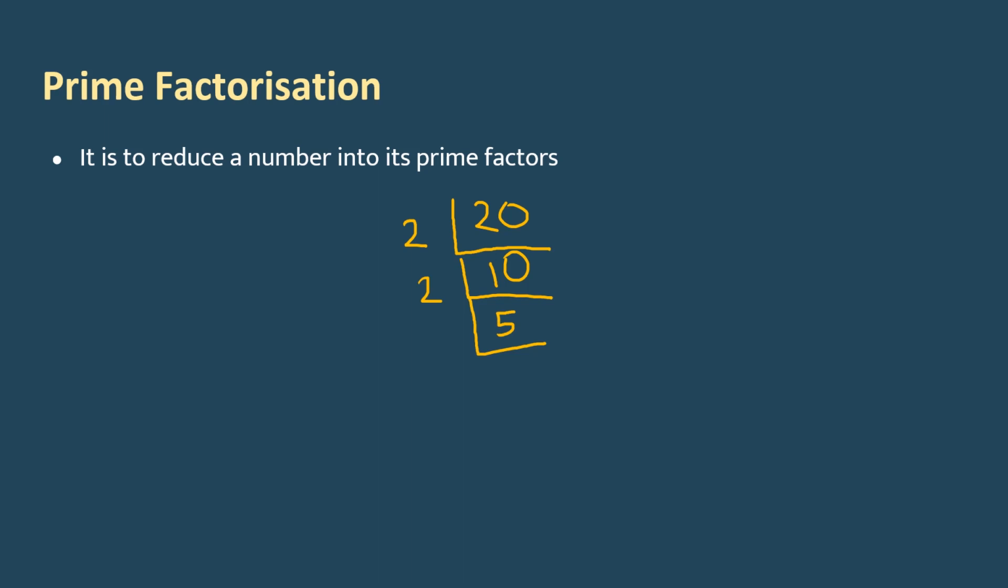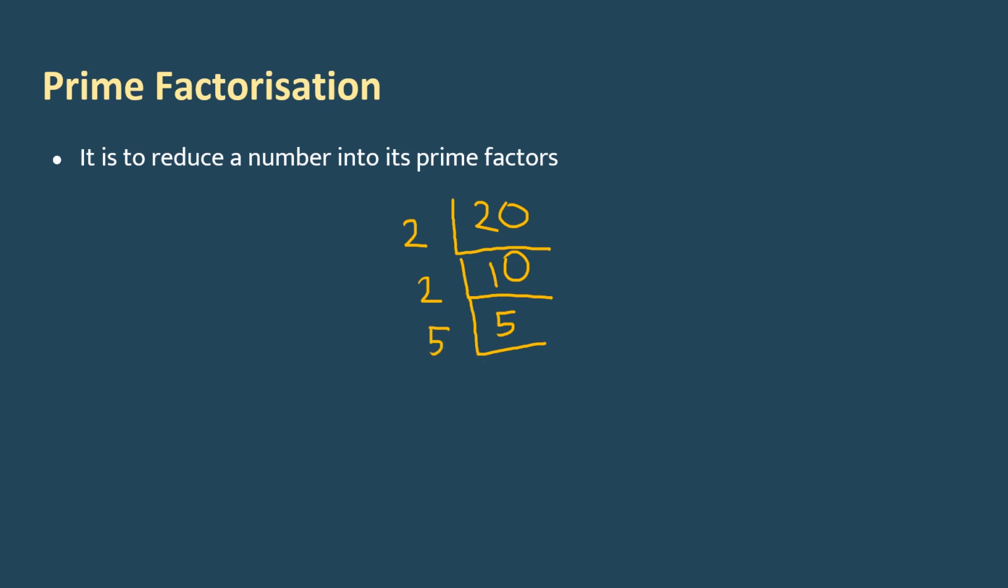5 is not divisible by 2, so we move on to the next prime number, which is 3. Is 5 divisible by 3? No, it's not. So we're going to move on to the next prime number, which is 5. Is 5 divisible by 5? Yes, 5 is divisible by 5. So 5 divided by 5 is 1.